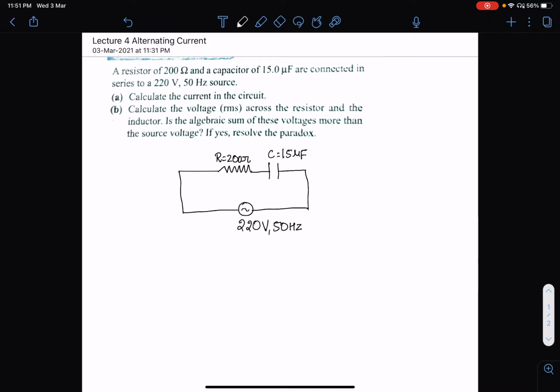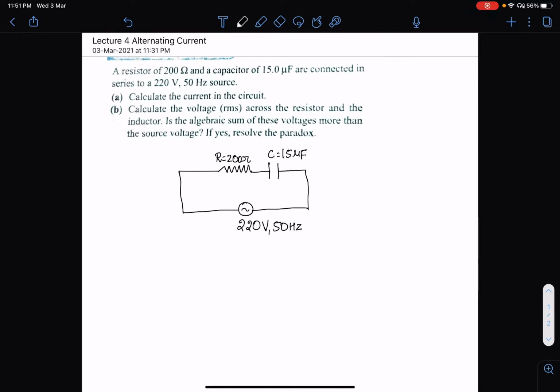And the second part, we have to calculate the RMS voltage across the resistor and across the capacitor. Here in the question it is a mistake, it is not the inductor, it is the capacitor. And also we have to check whether the algebraic sum of these voltages is more than the source voltage. If yes, resolve the paradox.